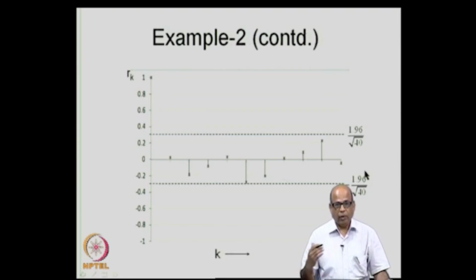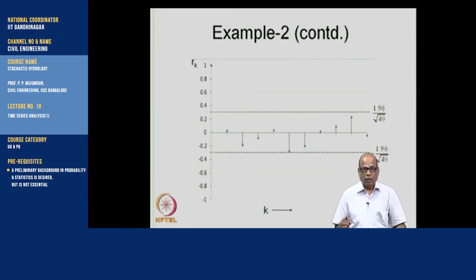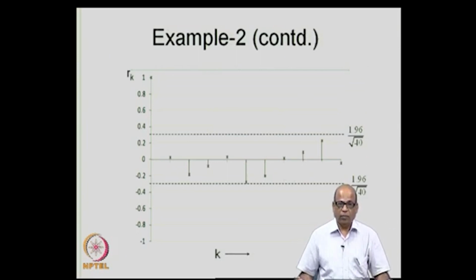So, as the sample size becomes larger and larger, the significance level of the correlations becomes smaller and smaller. For example, we may have a correlation as small as 0.2 being significant if the sample size is large, and a correlation as high as 0.6 may be insignificant if the sample size is very small. So, remember always that the significance of the correlation depends on the sample size.